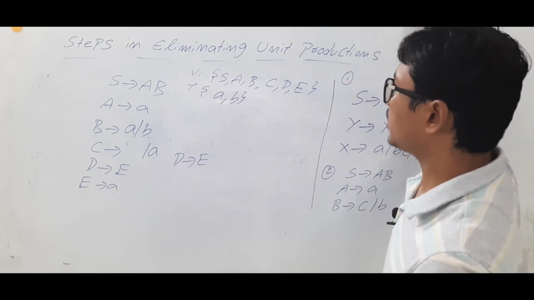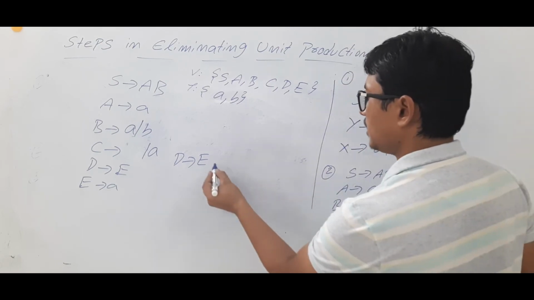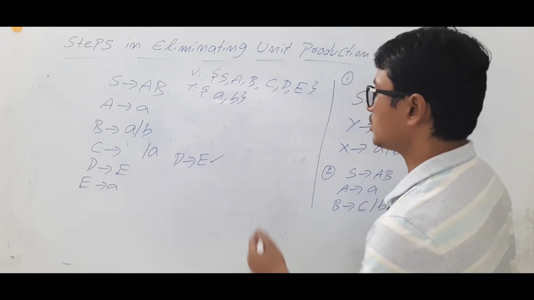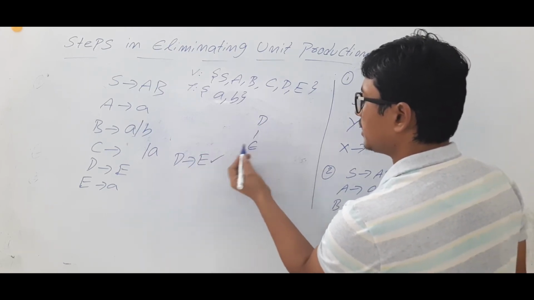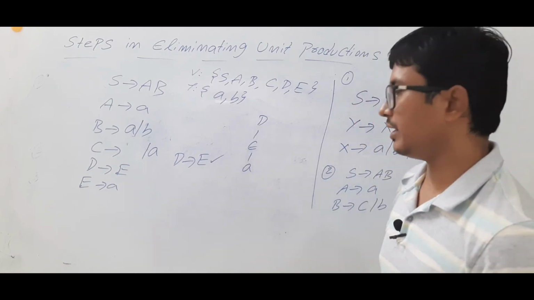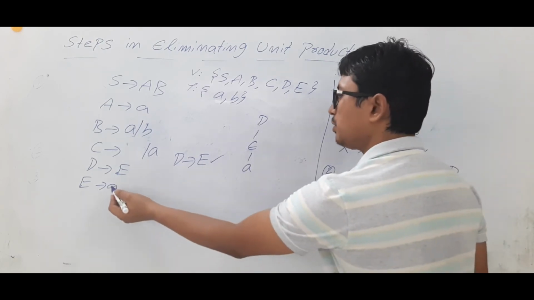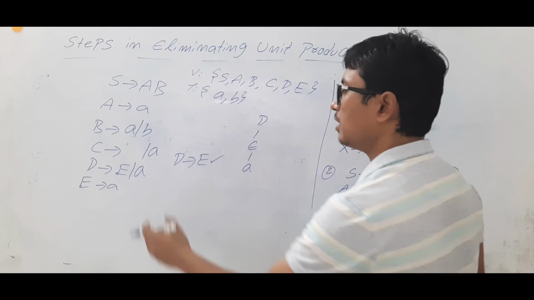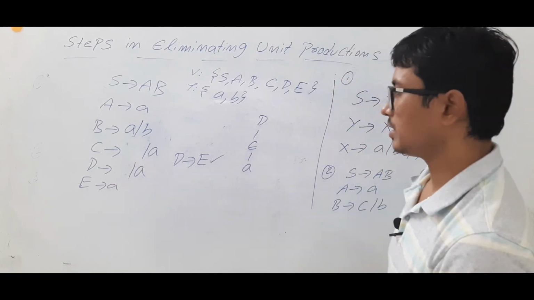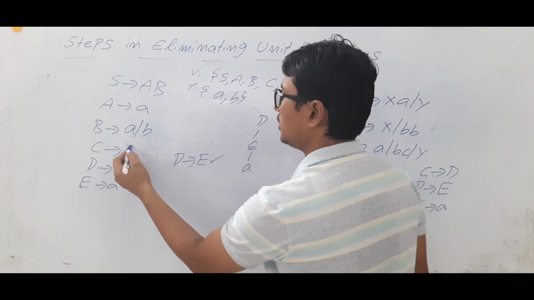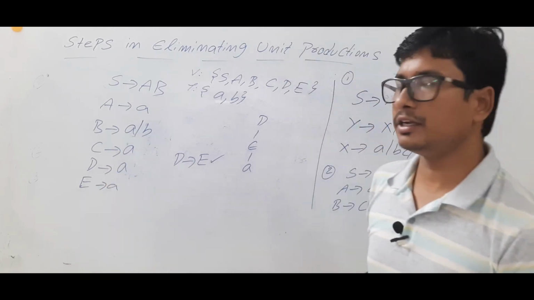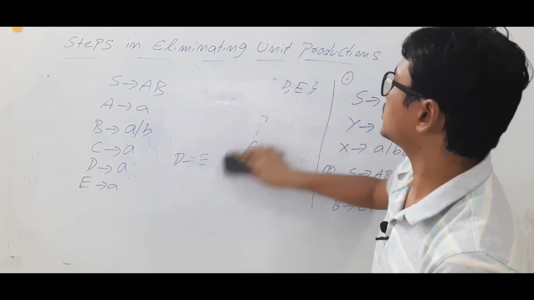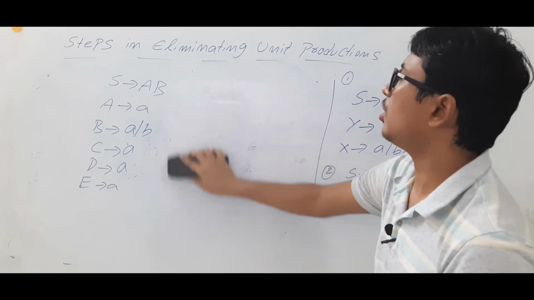Now I want to eliminate D determines E, which is also a unit production. So D is able to generate E, E is able to generate a terminal called A. So then what you have to do? You have to add this A to this production and remove this production D determines E. Is it clear? So what you got? C determines A, D determines A and E determines A. So after eliminating the unit productions from the given grammar, this is the grammar we got.